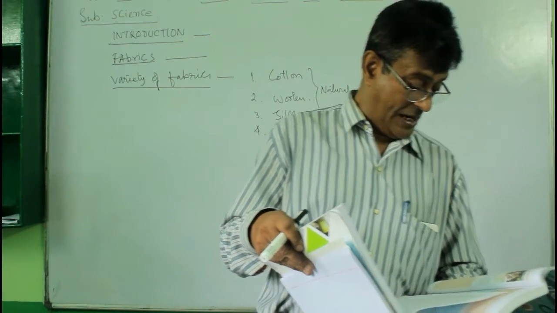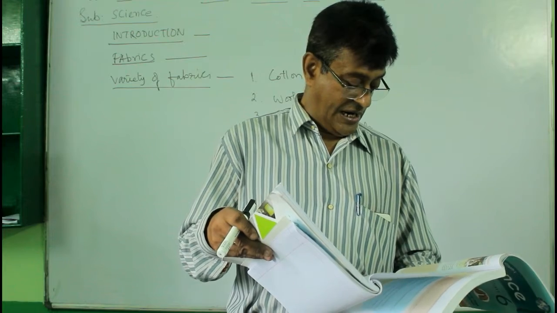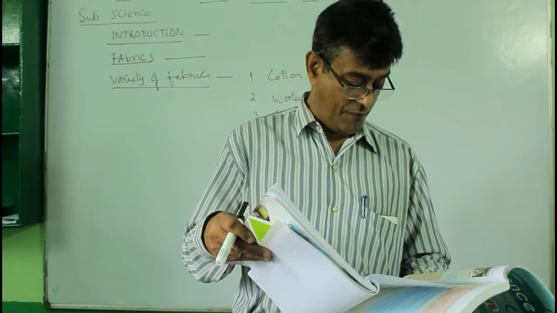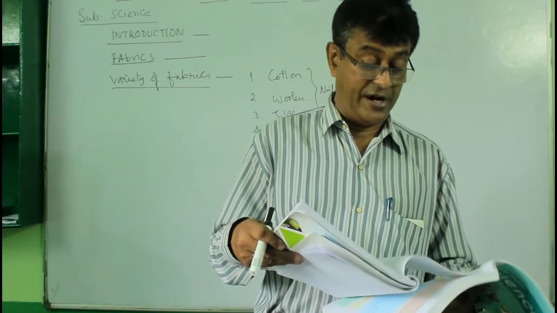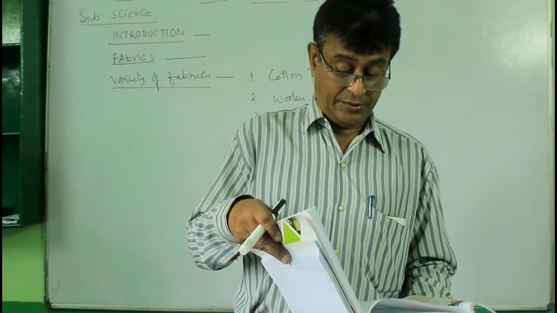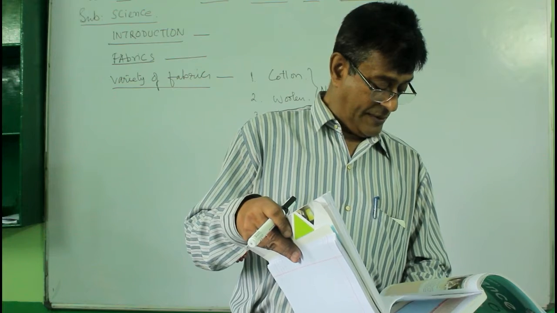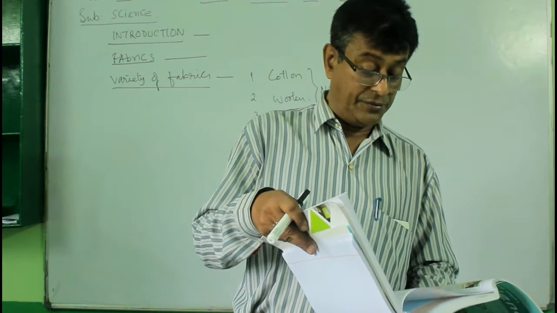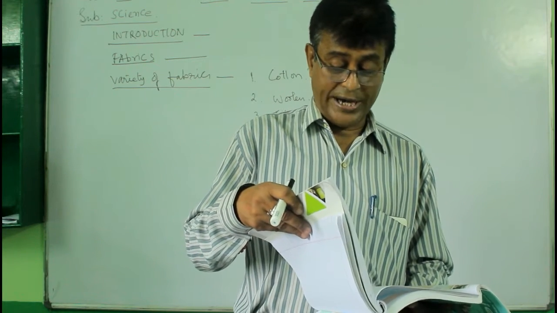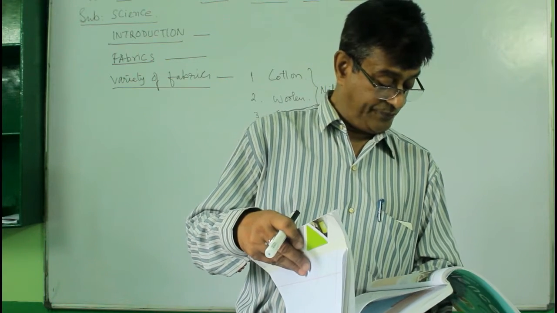Name two types of plants which were cultivated near the river Nile in ancient Egypt to obtain fibers for making fabrics. What type of plants? Two types of plants. These are white gold, the cotton plant, and linen, the flax.